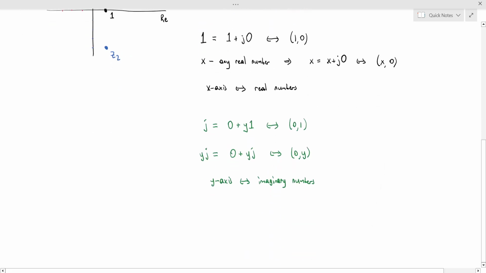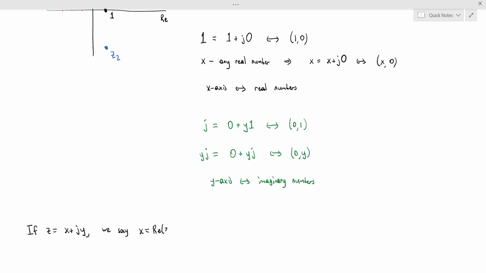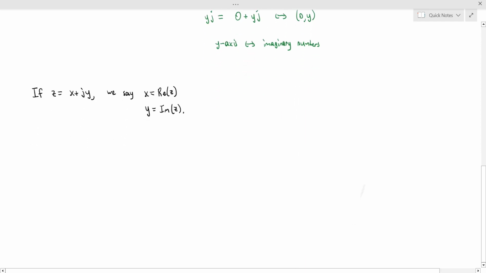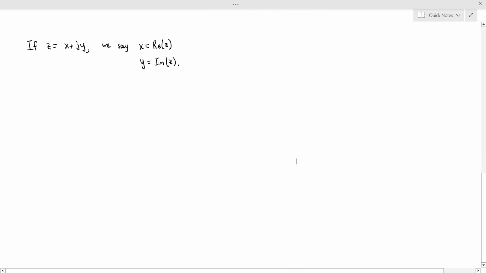Introducing some terminology, if z is a complex number, and let's say it's x plus jy, we say that x is the real part of z, and we say that the number y is the imaginary part of z. So why is it useful to represent complex numbers as points in a plane?